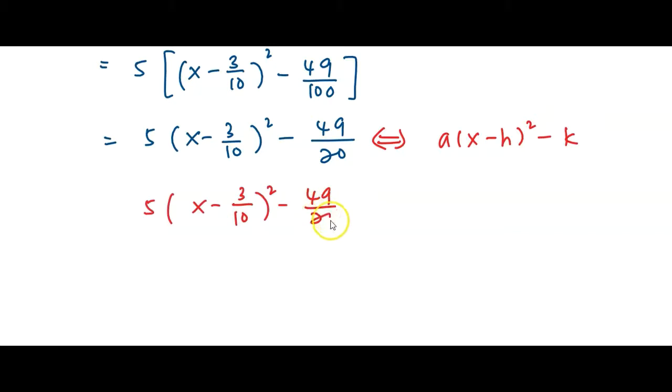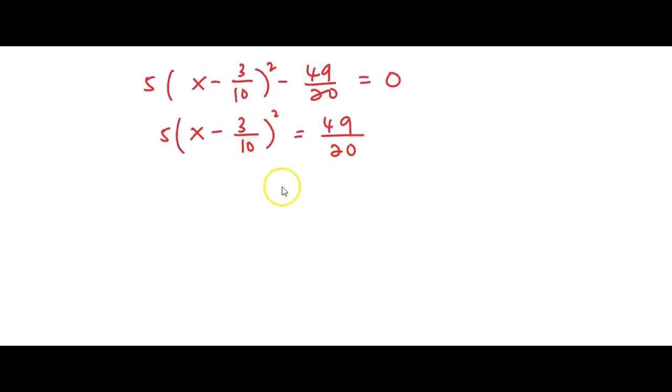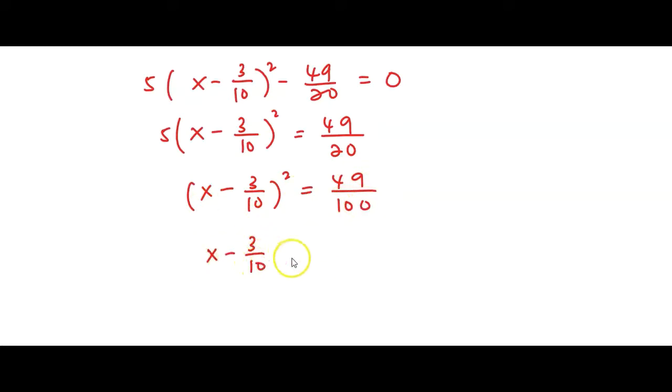So when f(x) equals 0, you can write the equation like this. We're going to solve for x now. So we will add 49 over 20 at both sides. The left hand side will be like this, and the 49 over 20 moves to the right hand side, you get 49 over 20 at the right. And now divide both sides by 5, you have 49 over 100 now. So x minus 3 over 10 will be positive or negative 7 over 10.